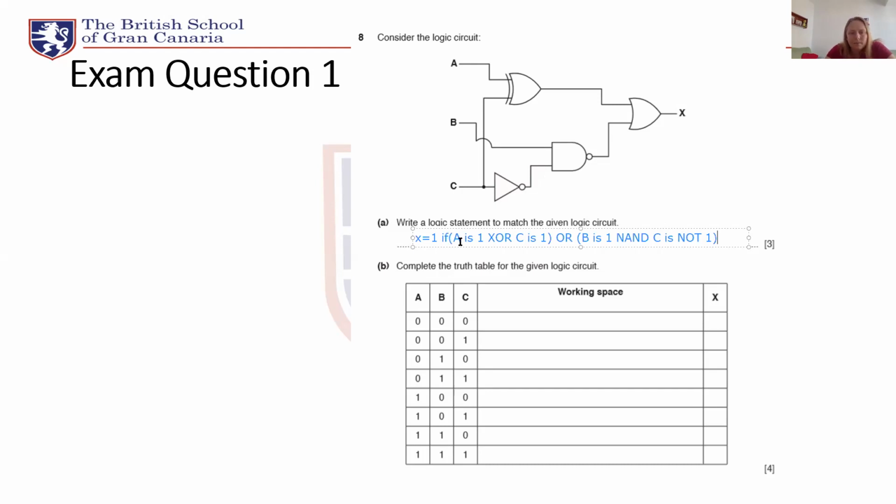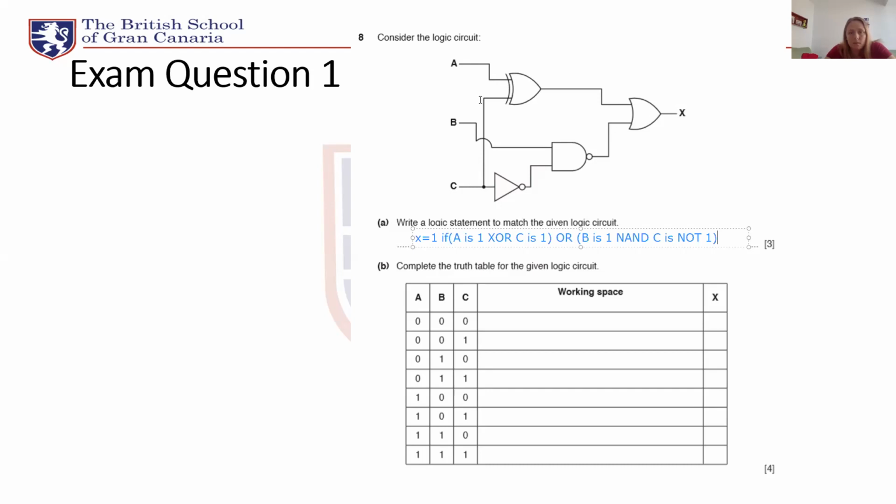So if A goes into the exclusive OR gate, and then we've got another input with A, which is C. Okay, so if both of those are 1, that's how those two are joined. Then we've got an OR, because as I said, they're split up at the end with an OR. All of them go into the OR. That's where they lead to.